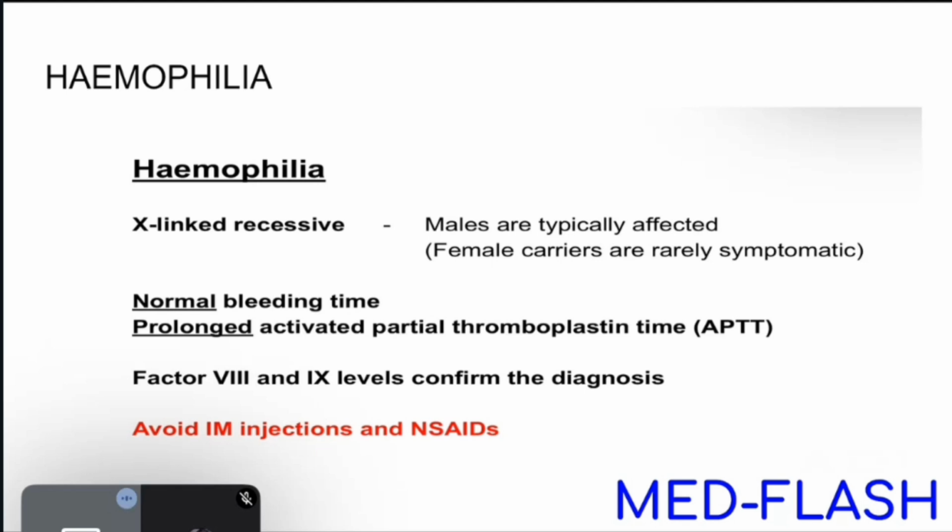So, they would confuse you by not giving you the bleeding time and just giving you the elevated APTT levels, which can be either hemophilia or von Willebrand.